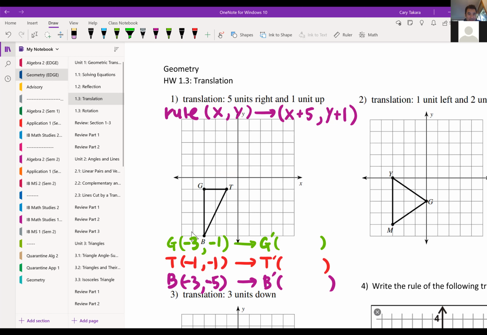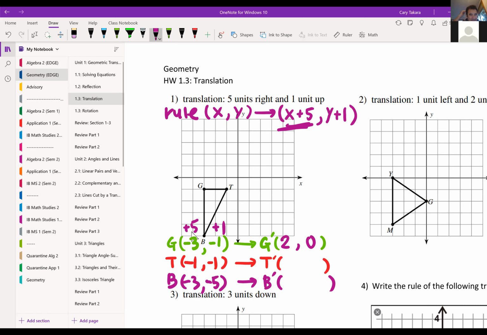Now, we're going to figure out the new coordinates. For the x coordinate, the rule is you're going to add 5. So what's negative 3 plus 5? That's 2. And for the y coordinate, you're going to add 1. So what's negative 1 plus 1? That's 0. So the new coordinate for G is going to be 2, 0.